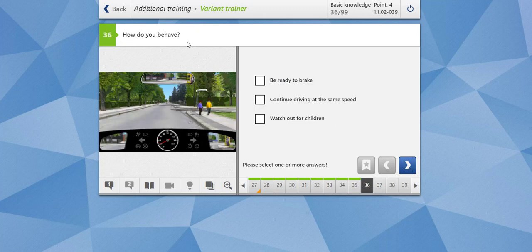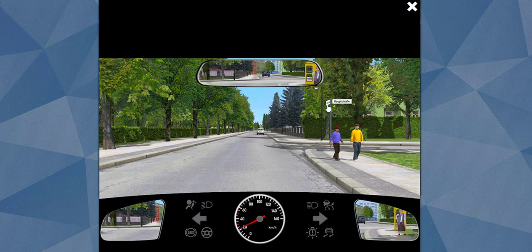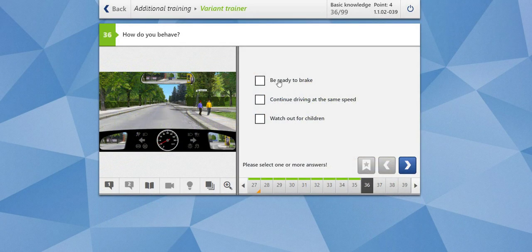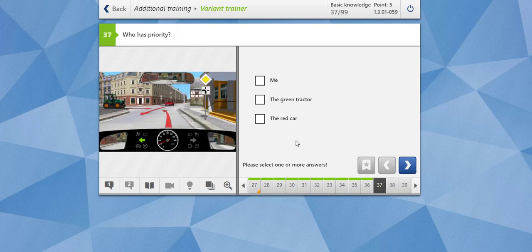Moving towards the next question. How do you behave? What we see over here, there are two kids who are standing on the footpath. Be ready to brake? Yes, because children are very uncertain. Continue driving at the same speed? No. Watch out for children? Yes, this option also seems to be correct. Let's check the answer. Our answer is correct.